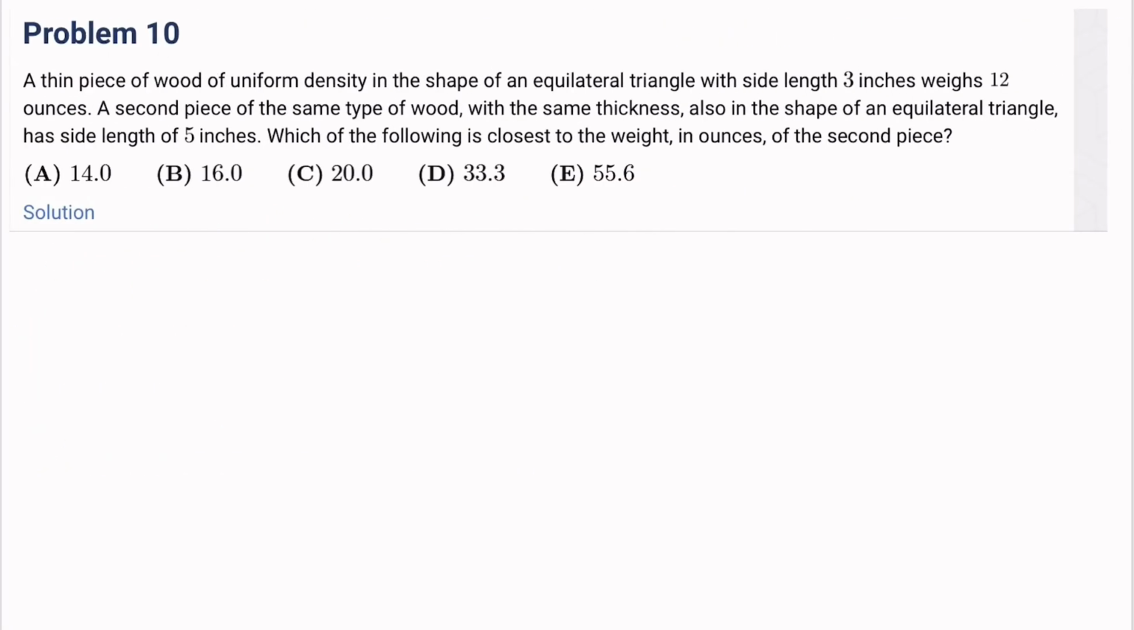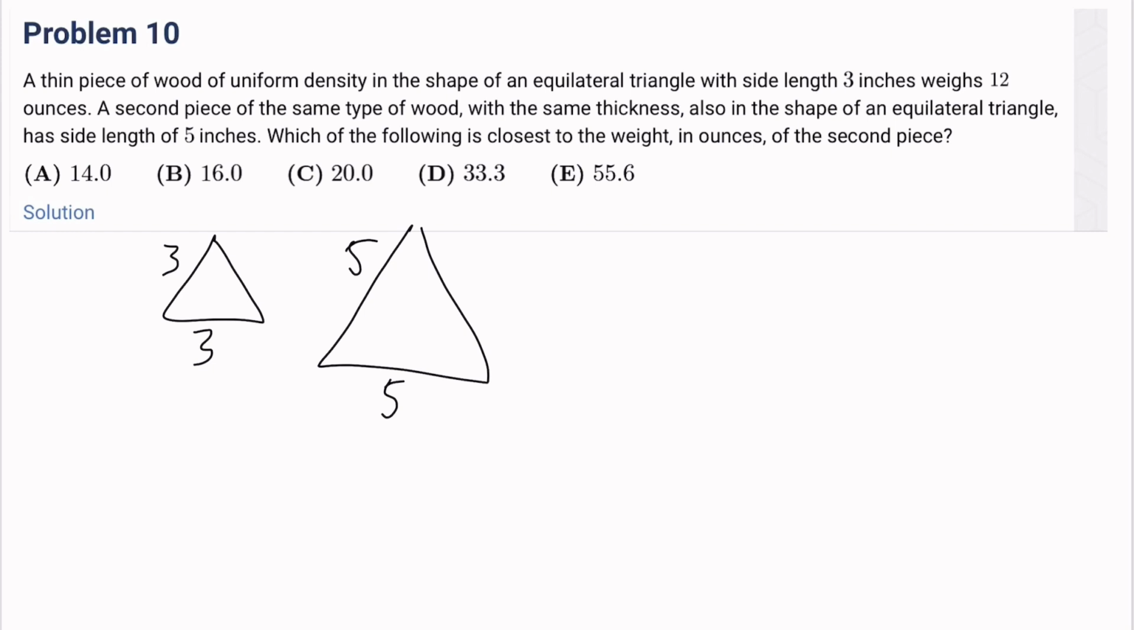Number 10. A thin piece of wood of uniform density in the shape of an equilateral triangle with side length 3 inches weighs 12 ounces. A second piece of the same type of wood with the same thickness, also in the shape of an equilateral triangle, has side length of 5 inches. Which of the following is closest to the weight in ounces of the second piece? Right, okay, so we have two pieces of wood. One is a triangle with length 3 inches, and one is a triangle with length 5 inches, right?